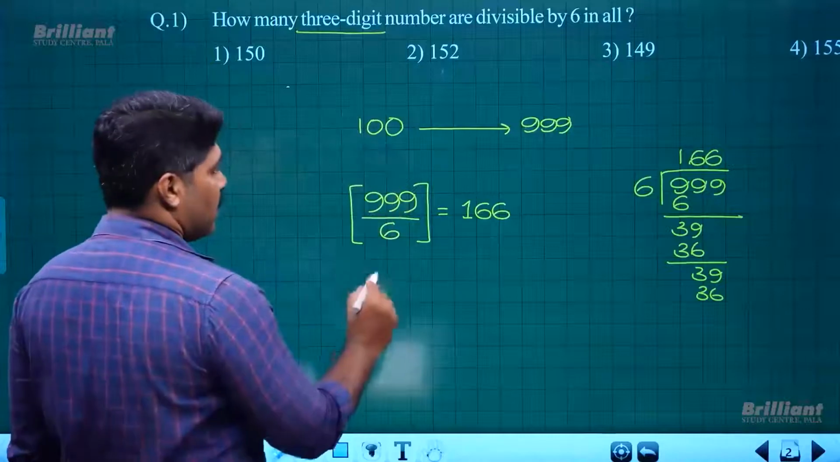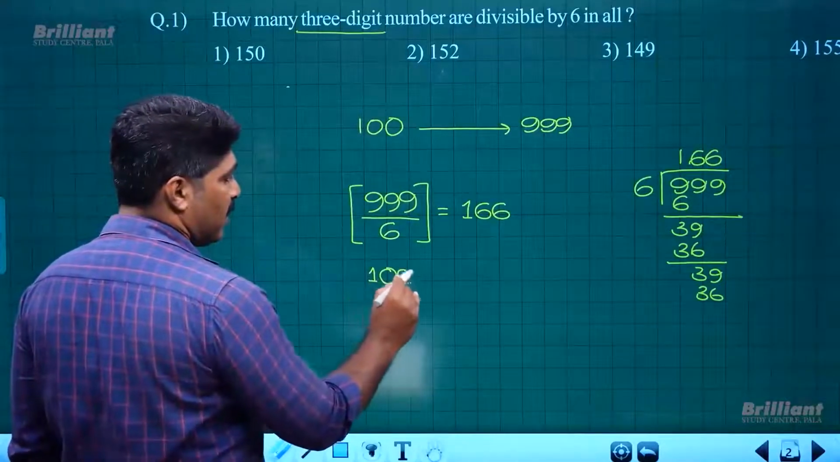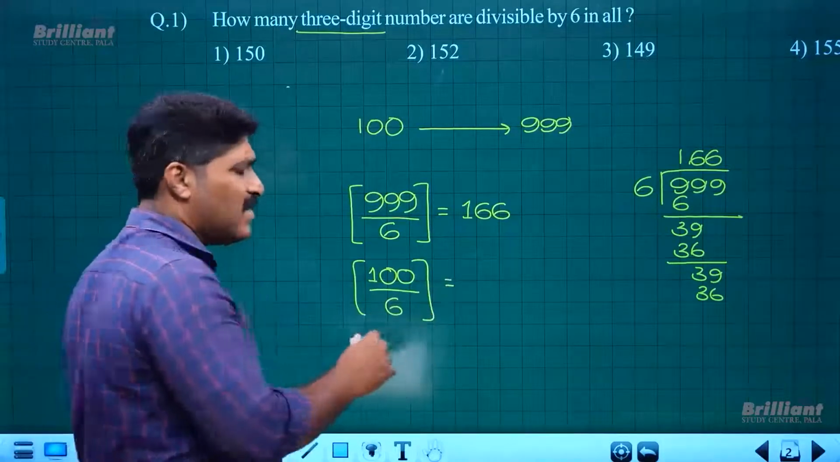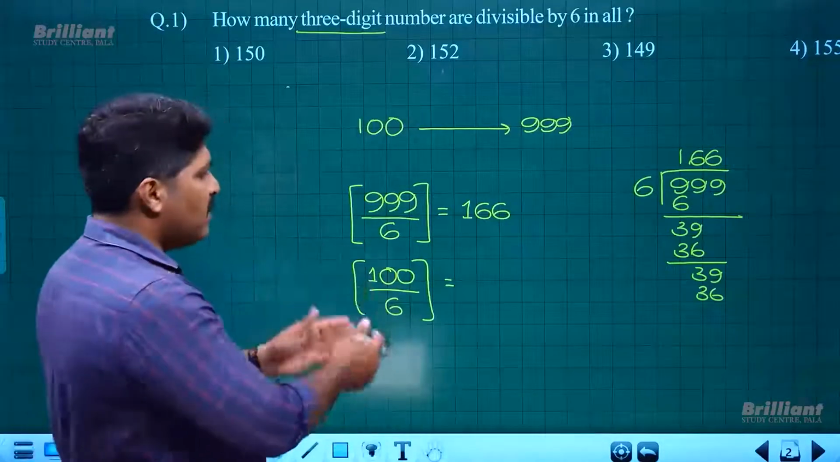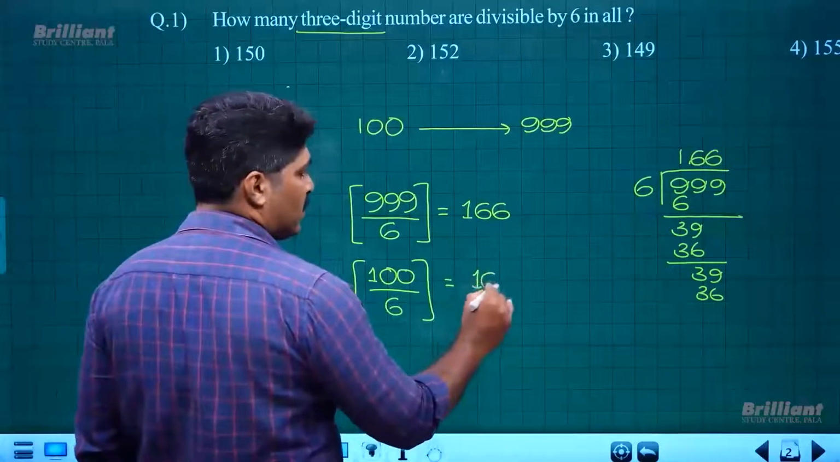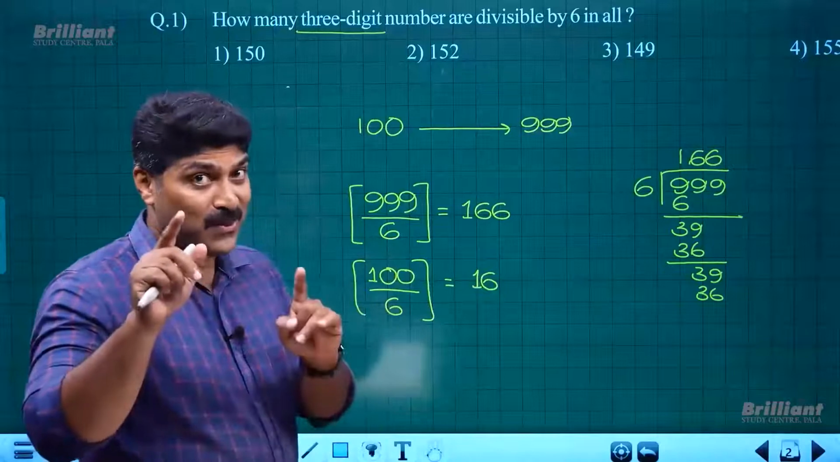Then we consider the lower boundary, that is 100. When we divide 100 by 6, then consider its greatest integer function. Greatest integer function is simply, how many 6's lie in 100? Here we know that there are 16 such 6's. As we know, 16 into 6 is equal to 96.